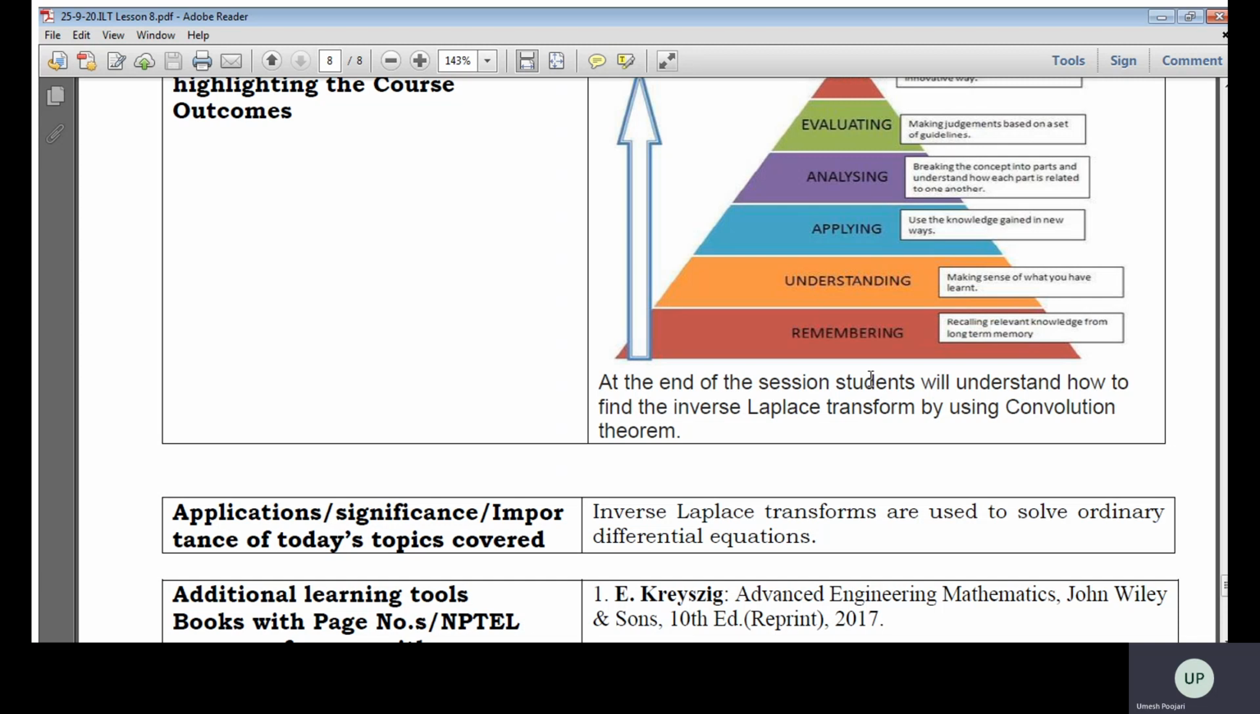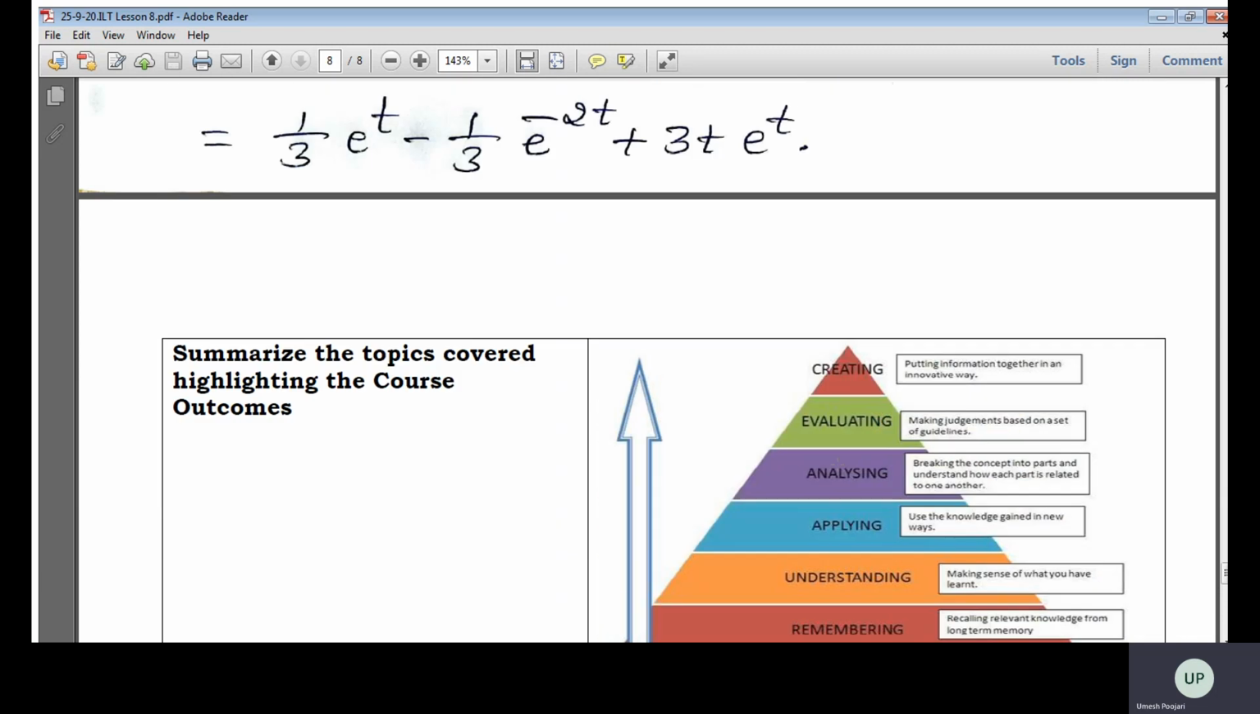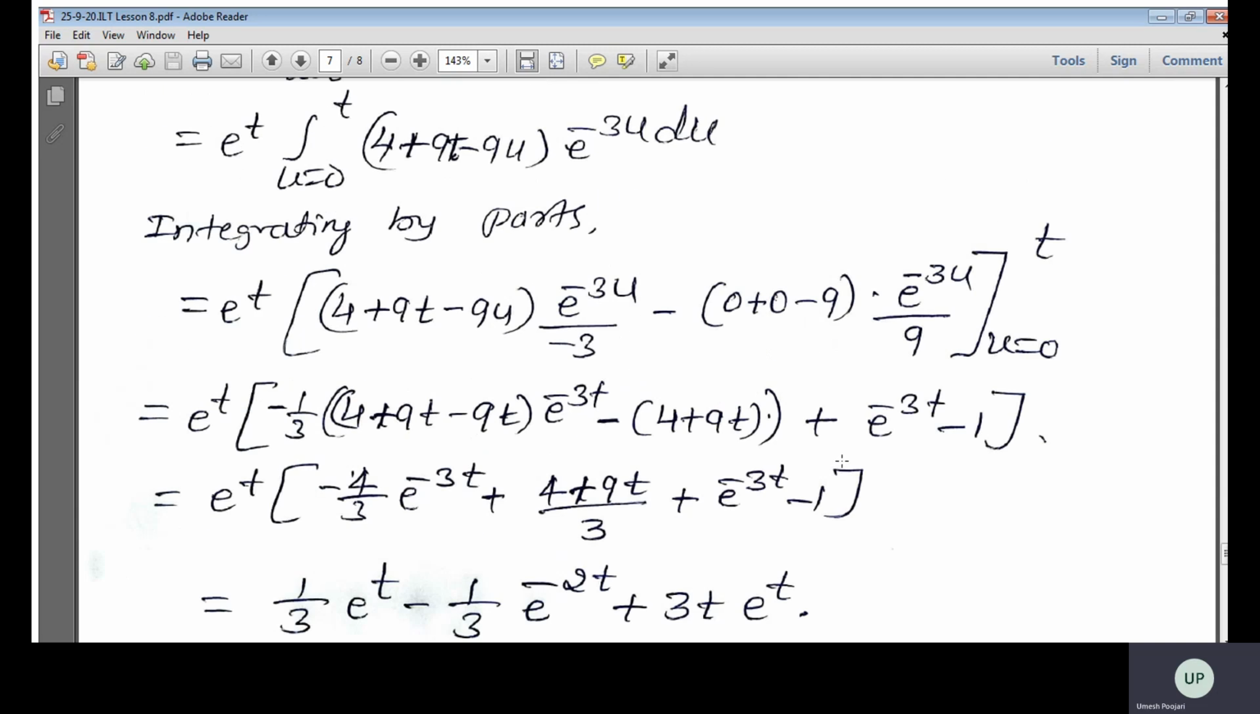Actually, this convolution theorem is also used to solve ordinary differential equations. That is the last part of this module, application part. So while solving those examples, we shall discuss how to use these concepts in application part.